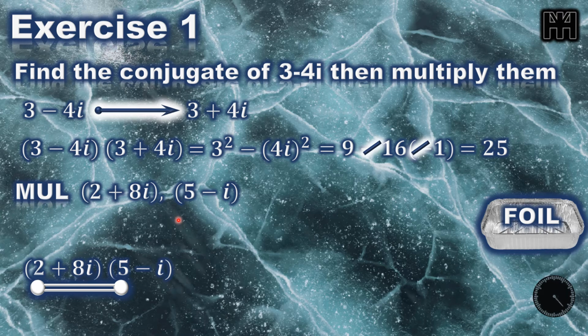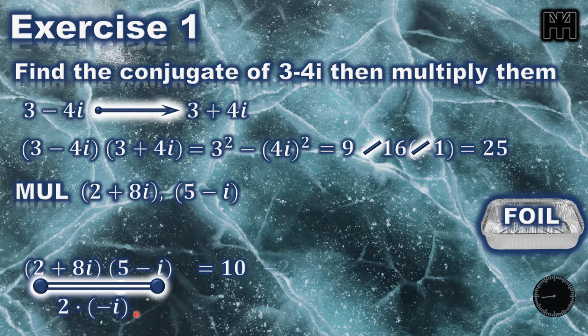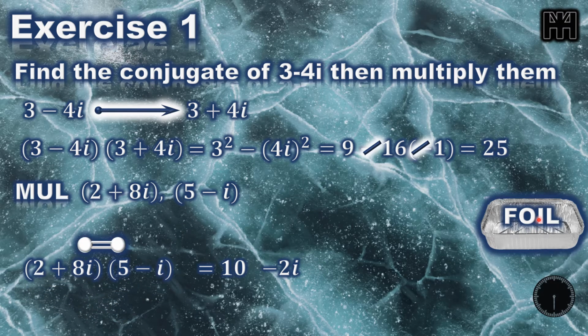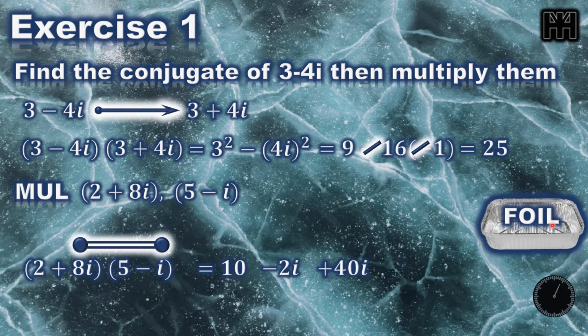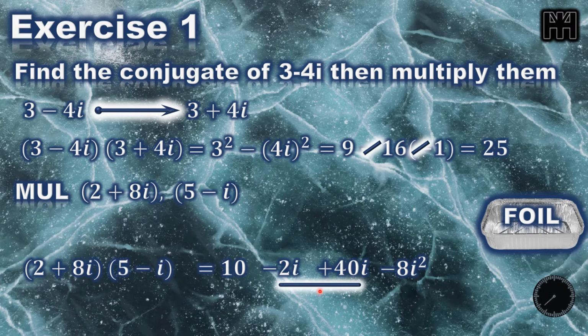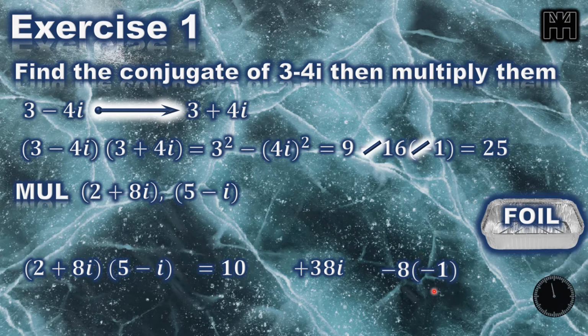With the FOIL, the first with the first, 2 and 5: 2 multiplied by 5 will give us 10. Then outer with the outer, the 2 and the negative i: 2 multiplied by negative i is negative 2i. Inner with the inner, the 8i and the 5 will give us 40i. Finally last with the last, the 8i and the negative i will be negative 8i squared. So we'll gather these two, negative 2i plus 40i, to give us 38i, because the two are imaginary. Then we can break this i squared to be negative 1, negative 8 times negative 1 to be positive 8. So it will be 18 plus 38i.